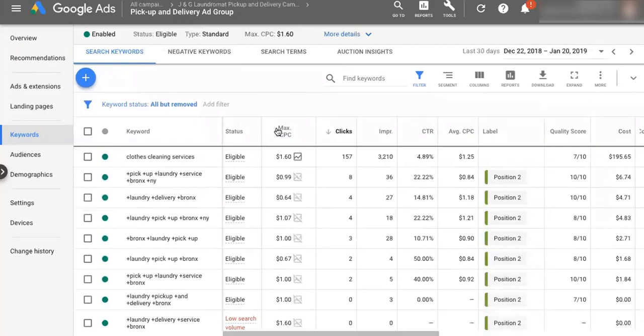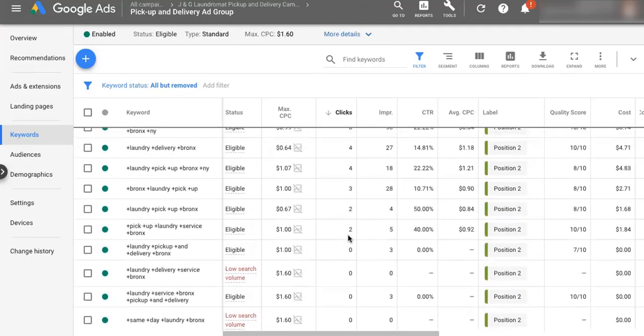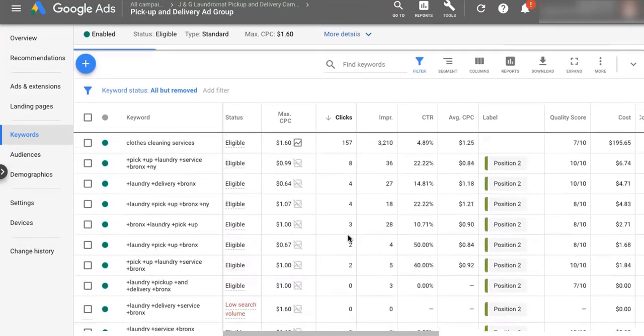157 for that top keyword out of a total of how many? If I go right to the bottom. Sorry, that's 157 clicks out of how many total? If you scroll right to the bottom, 157 out of 180. So that one keyword is kind of driving this campaign. See all those low search volume warnings. Doesn't mean they won't get anything. I've seen it where they do get volume.